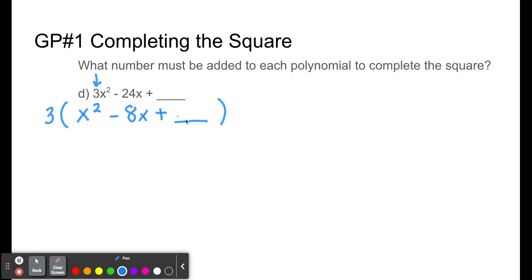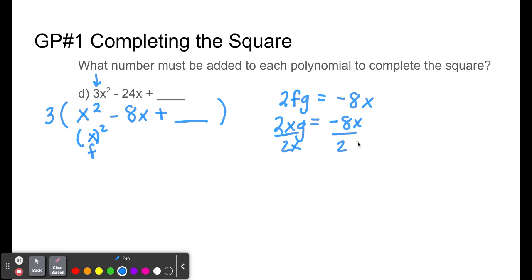So here, to find this blank value, we're going to set 2fg equal to negative 8x. We know that x is our f value, so we can replace that with x. We divide to get g by itself, and we get g is equal to negative 4. So to fill in that blank, we take g, negative 4, and we square it, and that gives us a value of 16 here.